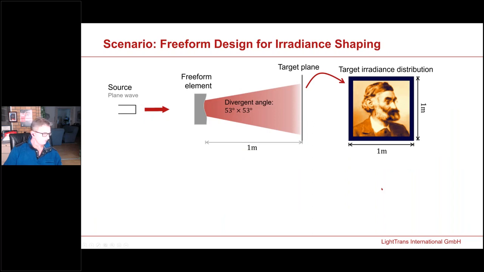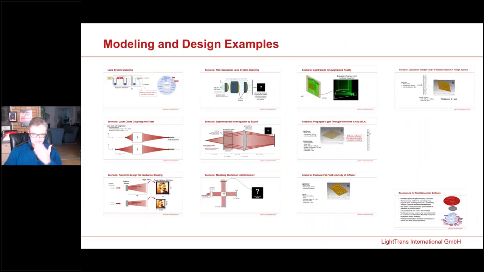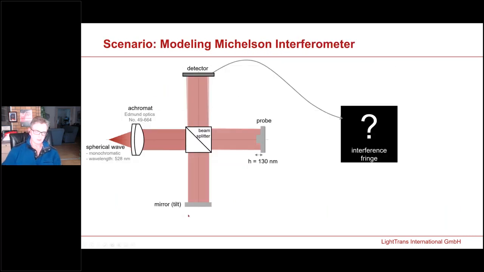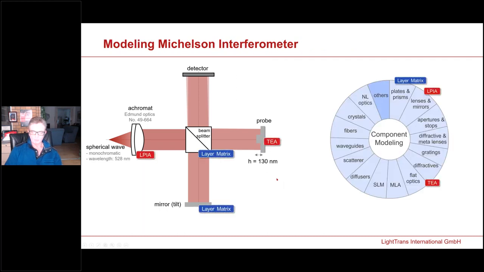Good. Another example for freeform, I would also like to show you, but no, I don't want to show you this. I'd like to show you one other example. Not easy, I take interferometry. So let's take a Michelson interferometer, because that's a very typical physical optics situation. So let's think we have here a spherical wave going through a lens, beam splitter, and so on. Here we have a probe. The probe can be a plate only, or we have here some kind of higher part. Now, modeling, LPIA for the lens, clear.